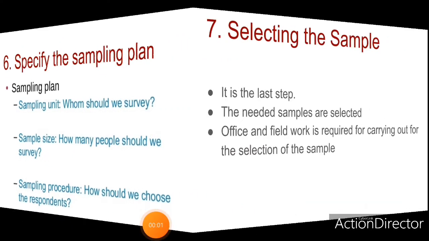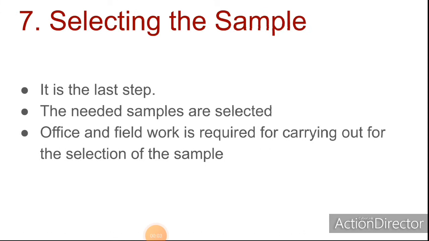Now the next and last step is selecting the sample. This is the final step in the sampling process. In this step, the researcher selects the needed sample. So in this stage, office and field work is required for carrying out the selection of the sample.